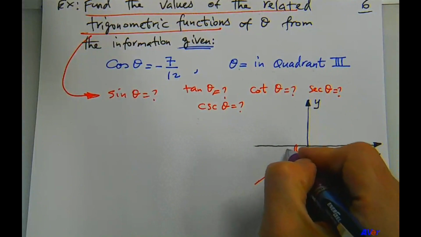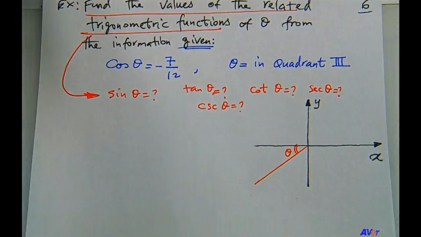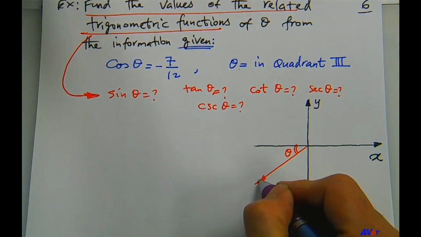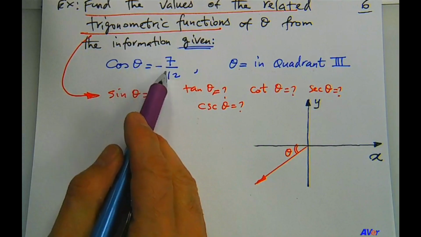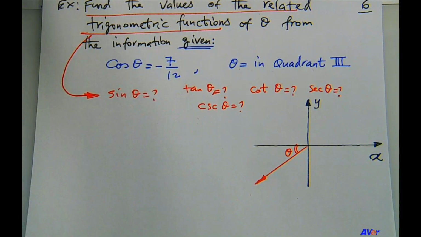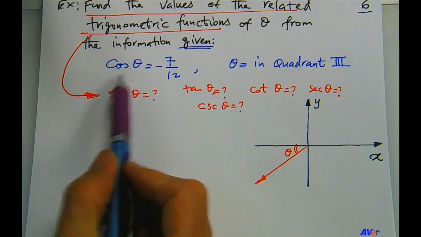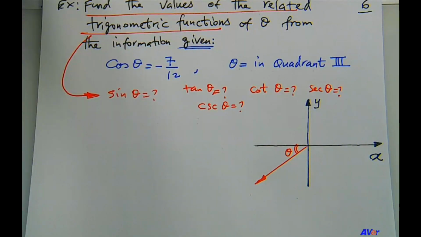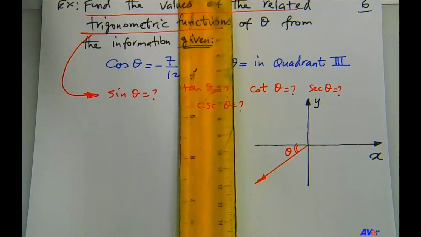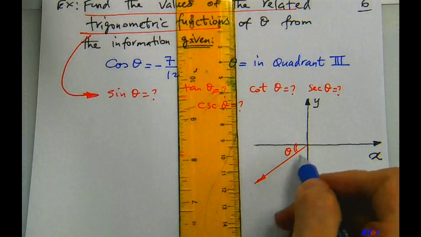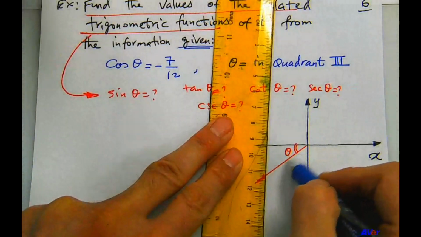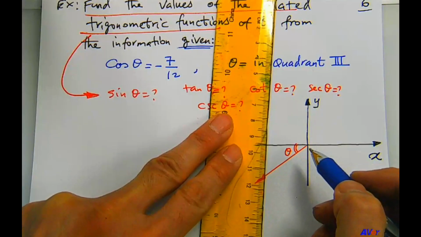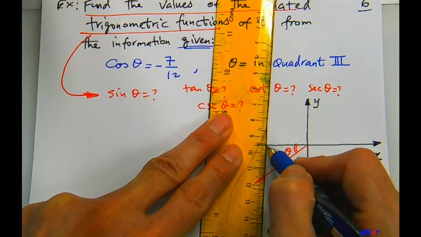That's theta, right? And the other thing we are told is that cosine of theta is equal to minus 7 over 12. Well, we just learned about the relationship between trigonometric functions and the right triangle. So let's see if we can take advantage of that. So I'm going to just use the terminal side of this angle and incorporate that as part of a right triangle. So like that.